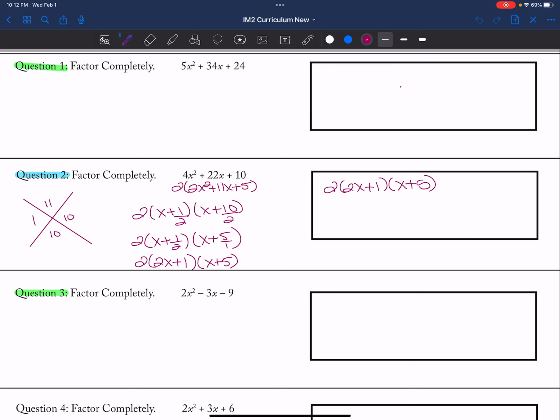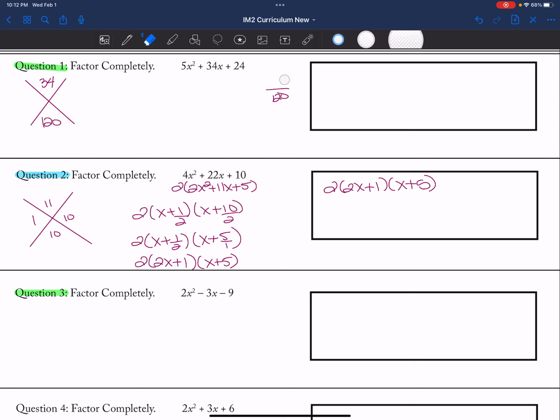Okay, so let's go ahead and take a look at all the odd numbered questions. We're going to start with question 1. We're going to draw our x, and we're going to put our 34 on the top, and then 24 times 5 is 120. So we'll put 120 in the bottom.